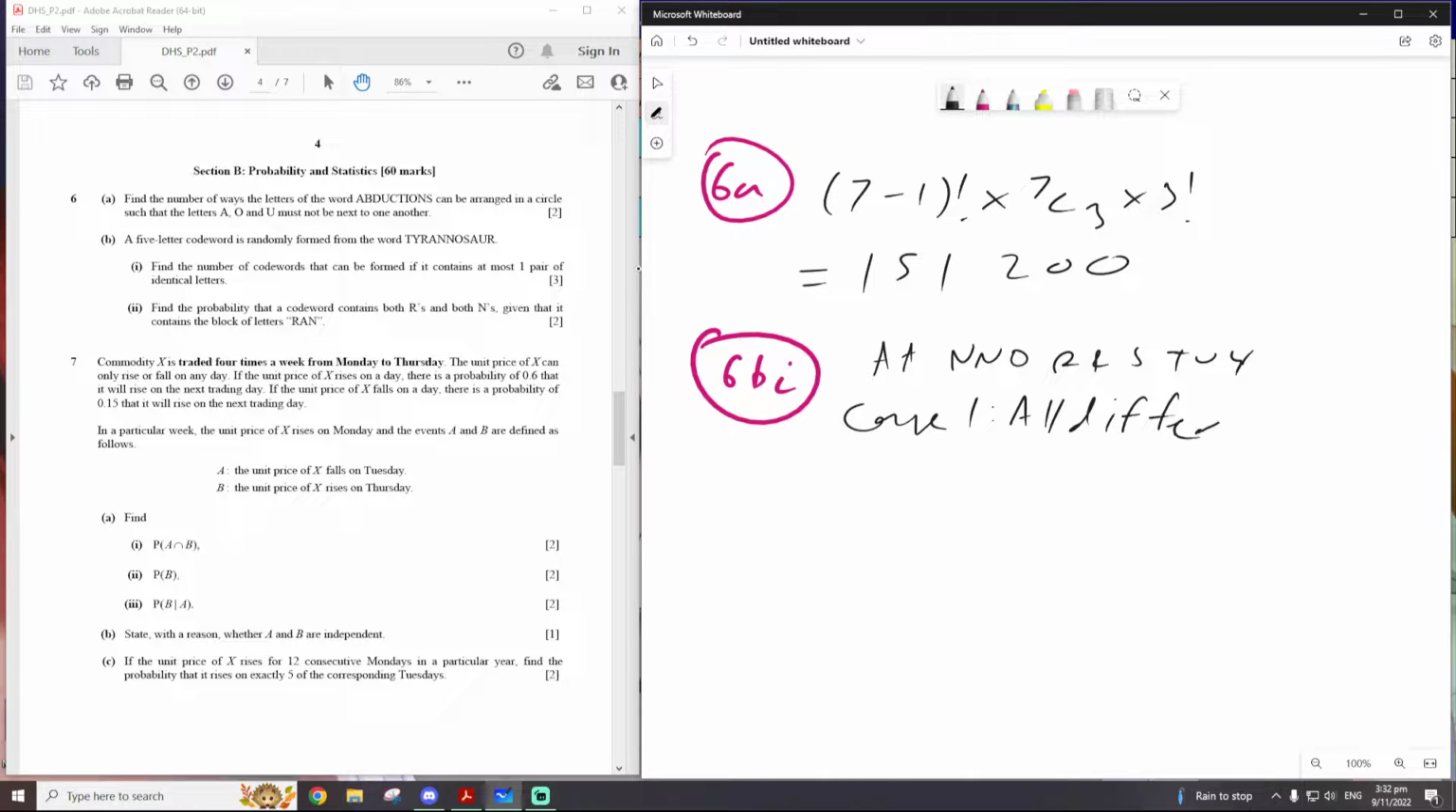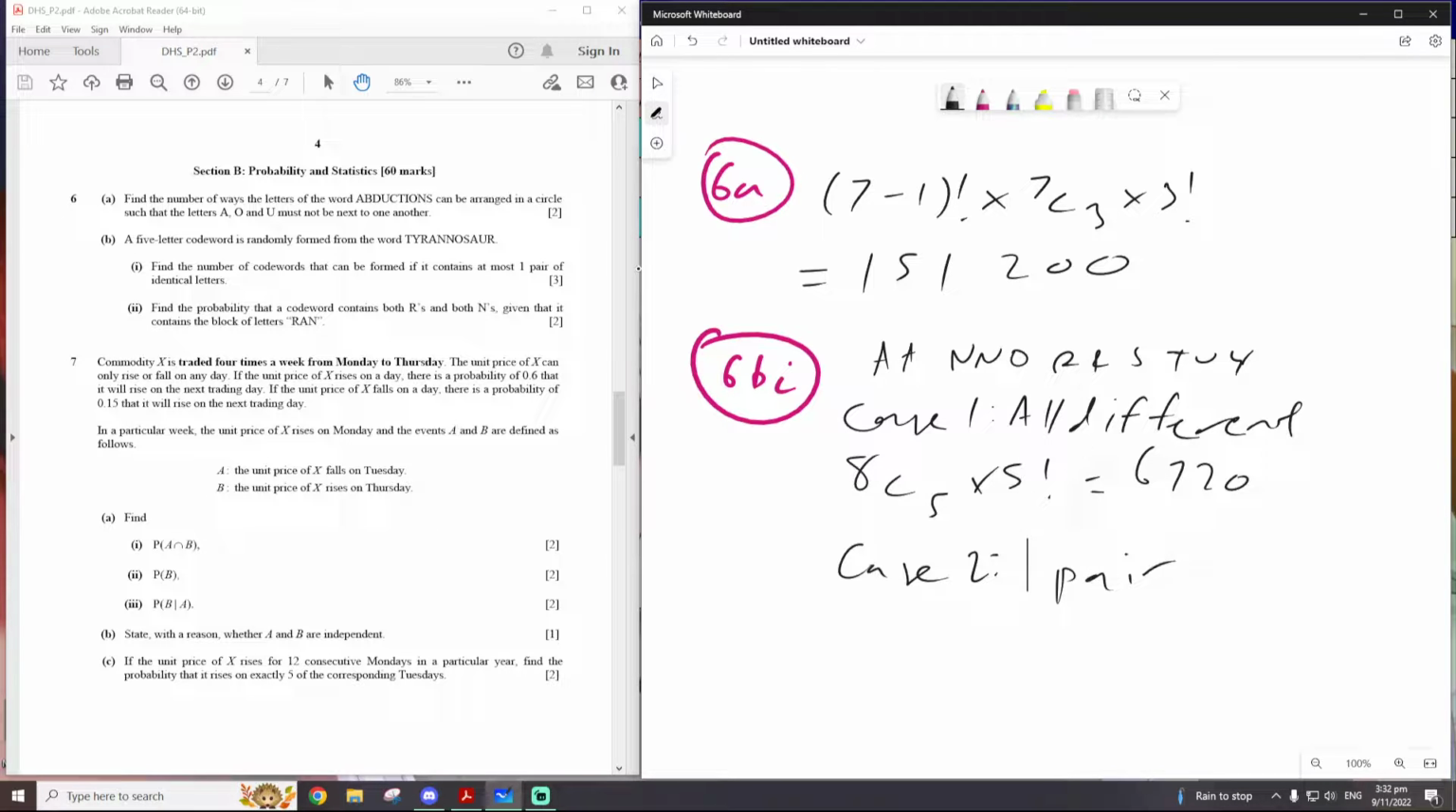How many ways are there? Well, there are 1, 2, 3, 4, 5, 6, 7, 8 types of letters. So you do 8 choose 5 times 5 factorial. This gives you 6,720. Then case 2 is 1 repeated.